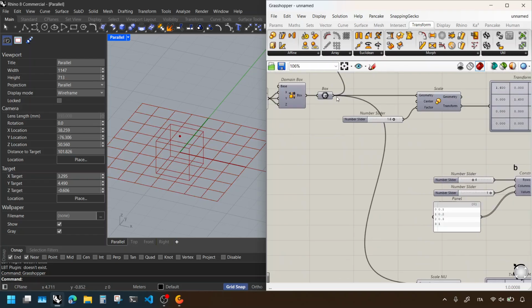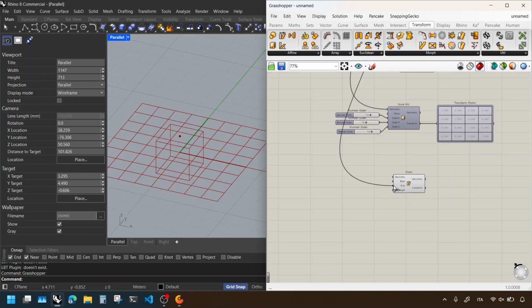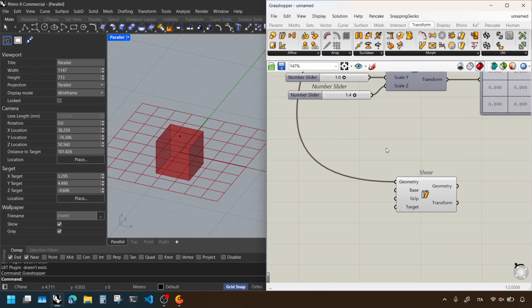So shear is this transformation right here. We put in the geometry, then we need a vector and a plane. The plane, let's leave it as the xy plane, is the plane the shear transformation will be parallel to. We will see it in a second.